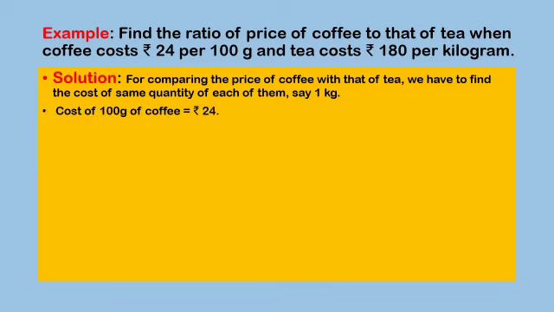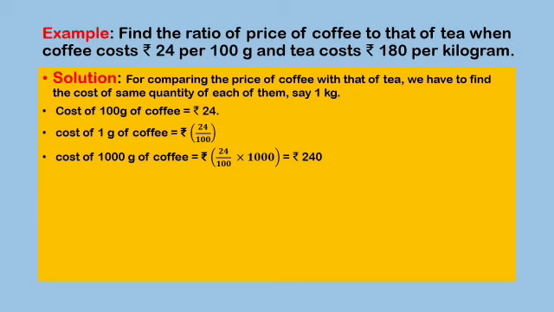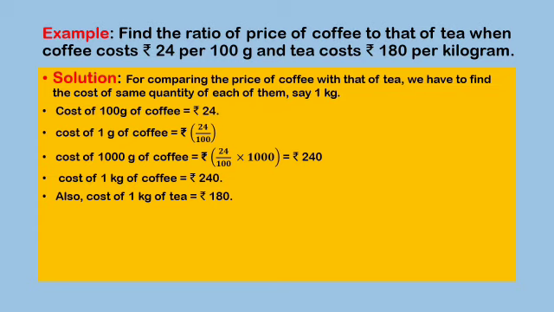So cost of 100 gram of coffee equals rupees 24. So cost of 1 gram of coffee equals rupees 24 divided by 100. Now we will find the cost of 1000 gram of coffee. So cost of 1000 gram of coffee equals rupees 24 divided by 100 multiplied by 1000, which equals 240 rupees. So now cost of 1 kg of coffee equals rupees 240. Also cost of 1 kg of tea equals rupees 180, which is already given in the question.